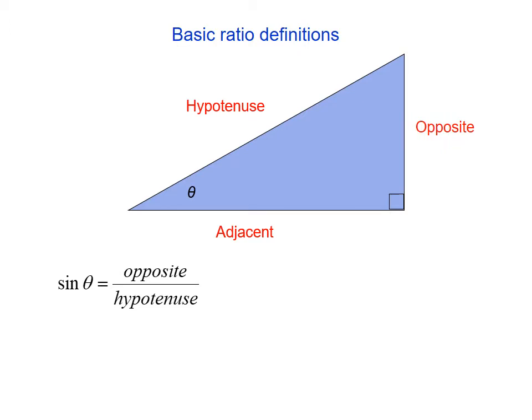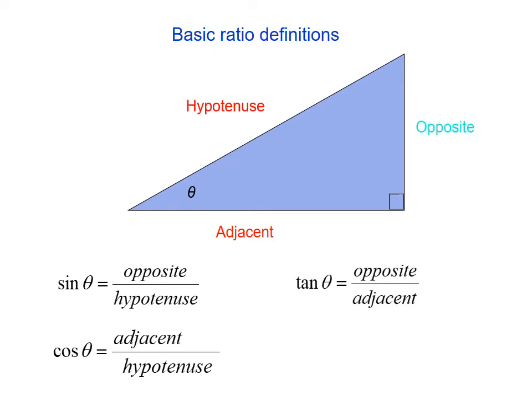First one is sine theta equal opposite over hypotenuse, and we have also cosine theta, adjacent over hypotenuse. Finally we have tan theta, which is opposite over adjacent.